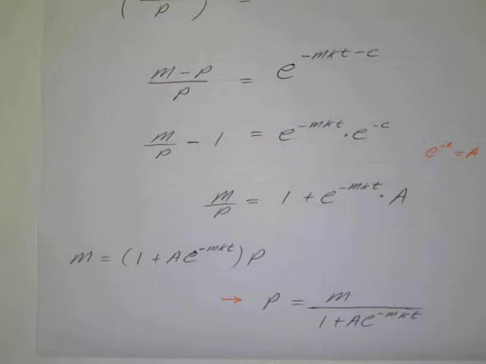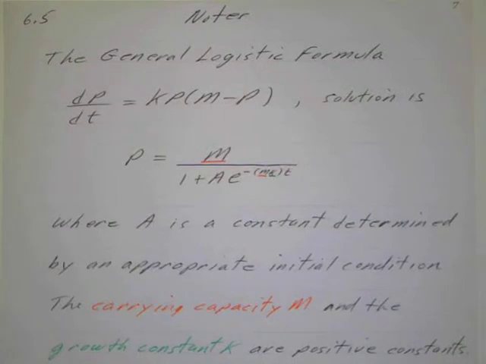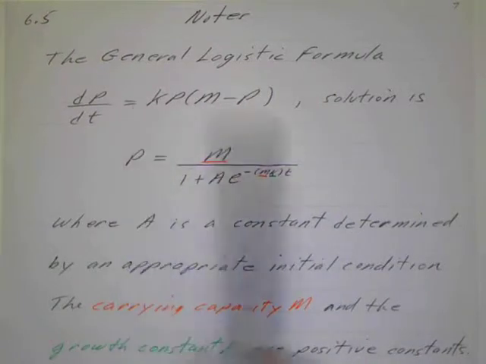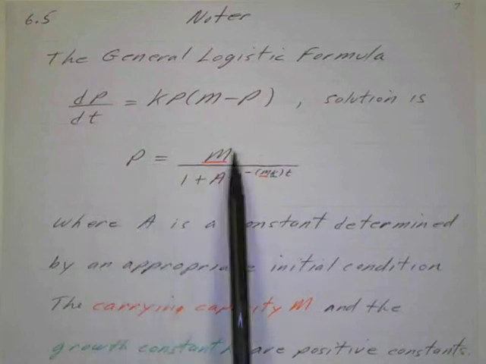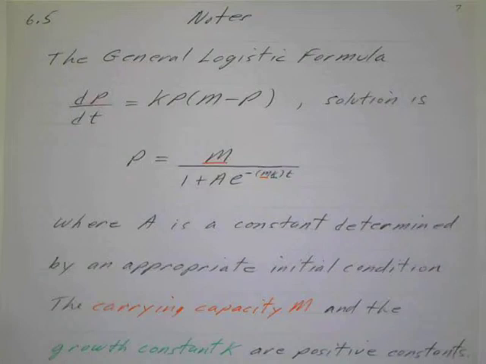All right? And then that is the general logistic formula. So what we did was we derived the general logistic formula. So if we have this growth differential, kp times m minus p in parentheses, then the solution is this: p equals m over 1 plus a e to the minus mkt. This is kind of like our other solution. Remember the solution for dy dt equals kp was y equals y sub 0 e to the rt. So that's basically the same idea.